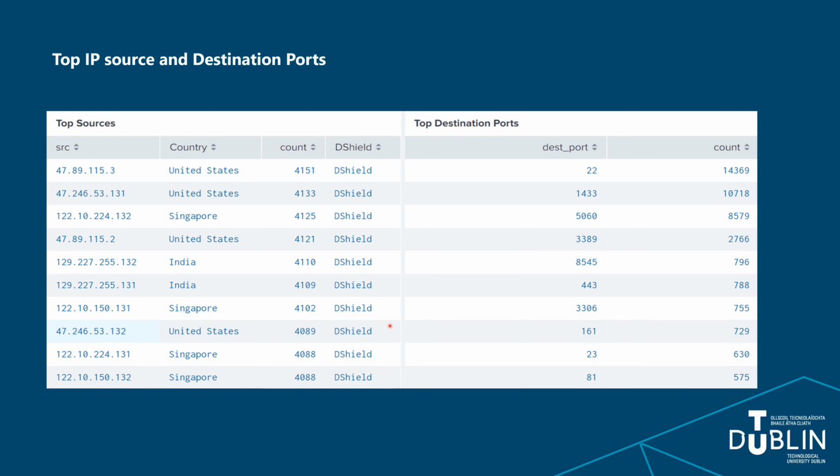Moving further, these are the top IP sources and destination ports that have been recorded in Snort. Most of the attacks were on destination ports 22 and 1433, which are SSH and MSSQL. And the top countries are almost similar: United States, Singapore, India, United States.